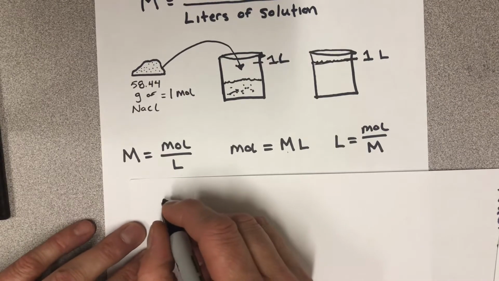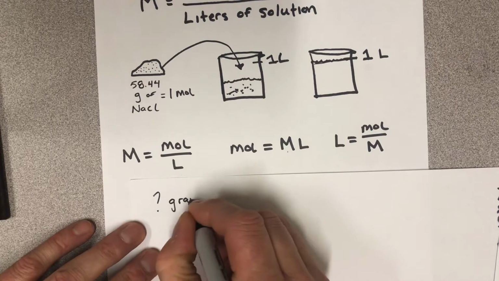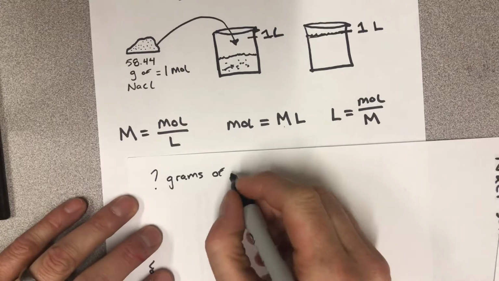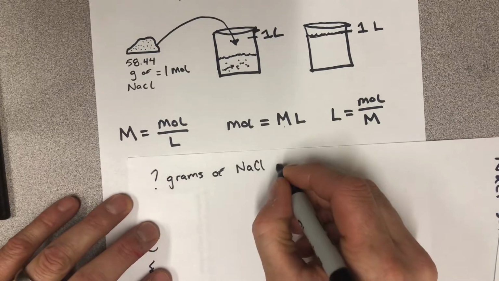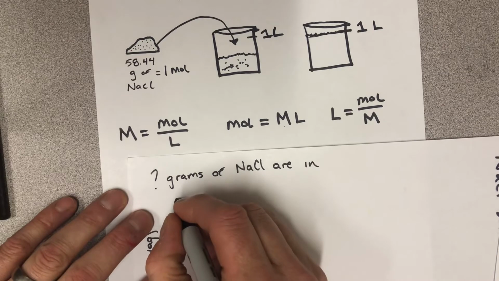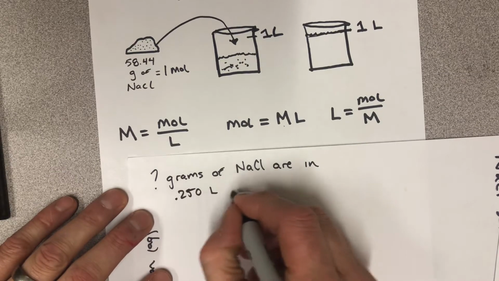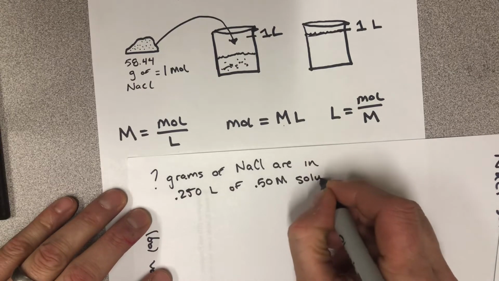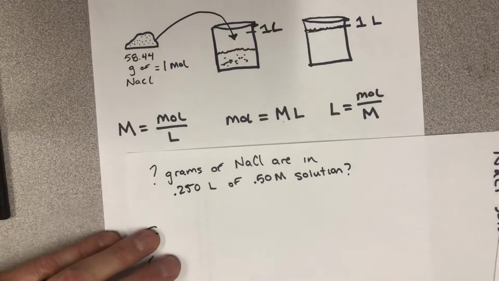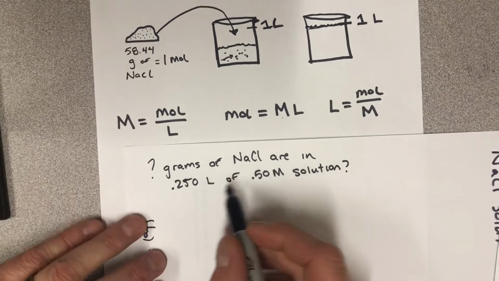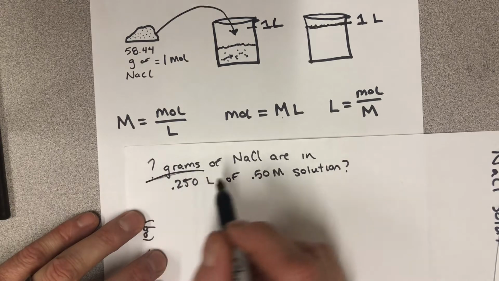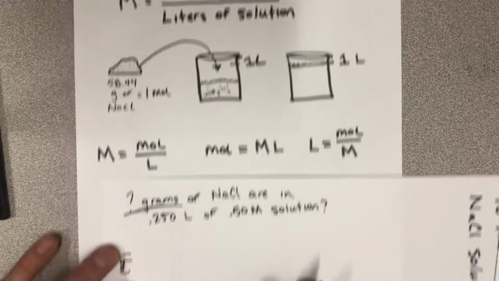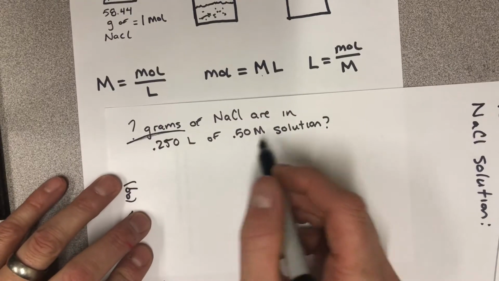Let's say I want to know how many grams of NaCl are in 0.250 liters of 0.50 molar solution. I'm going to use NaCl because I know the molar mass of it right off the bat. This is a pretty reasonable question to ask. When we're solving for grams, we have to remember how closely related grams and moles are. So really what we want to do is solve for moles and then convert our answer to grams.